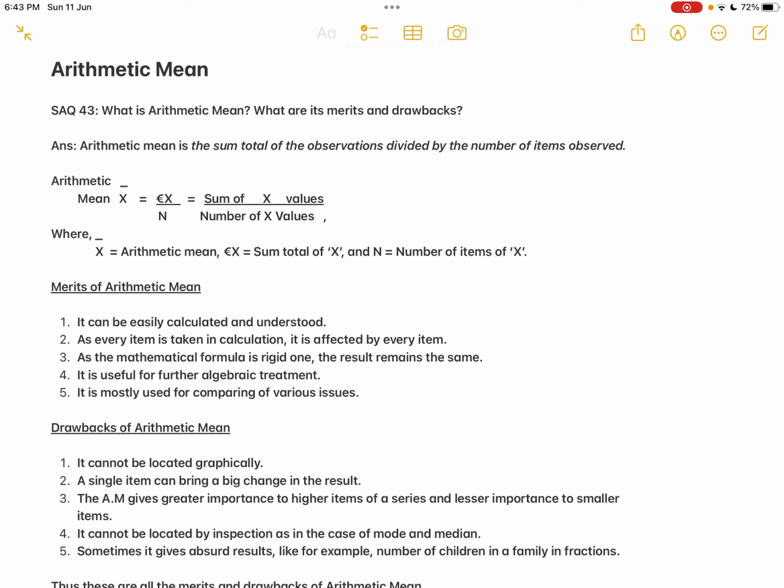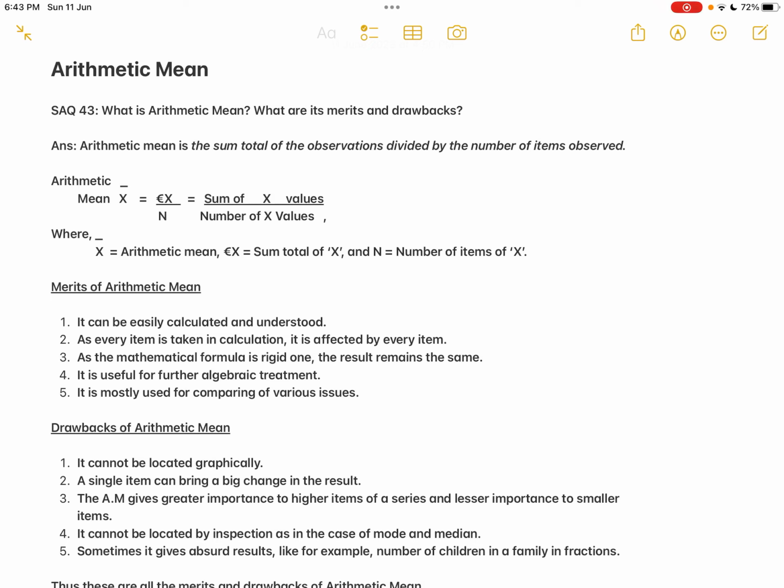Now what is the meaning of arithmetic mean, or how are we arriving at it? Arithmetic mean is the sum total of the observations divided by the number of items observed. So if there are 5 observations in the series, you add up the values of all 5 observations and divide by 5. Take the marks obtained by 10 students in a class: you add up the marks of all the 10 students and divide by 10. That is the mean, that is how we calculate the average.